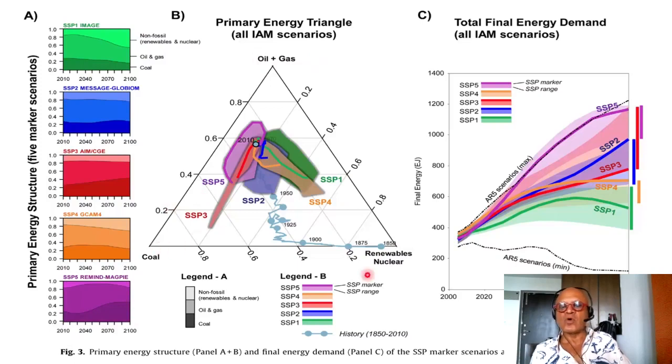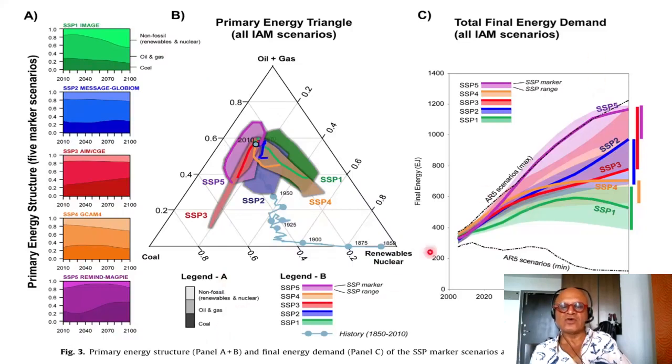So you're going from coal to renewables here and then to oil plus gas over there. So you end up with different regions being occupied as a combination of all three in different scenarios. If you look at SSP1, you are here with some combination of renewables, oil and gas, and coal. In the legend A here, we can look at non-fossil, renewable, nuclear, oil and gas.